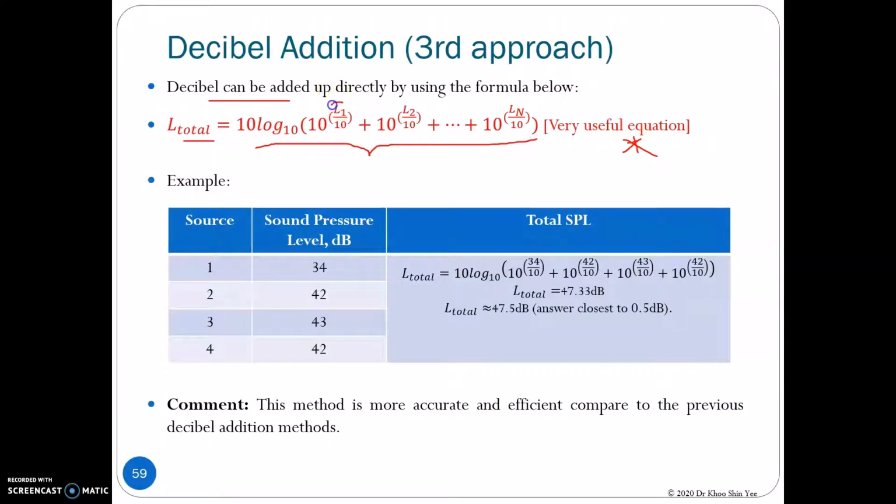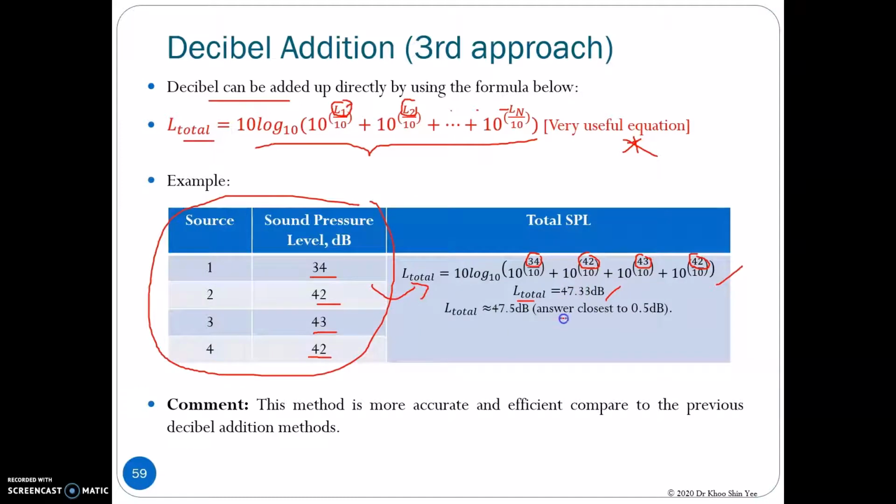where you can substitute the sound level for the first source, second source, and so on. Let's solve the previous problem by using this formula. So we can substitute L1 equal to 34, L2 equal to 42, L3 equal to 43, L4 equal to 42 inside the formula. Then we obtain the total sound pressure level equal to this answer.